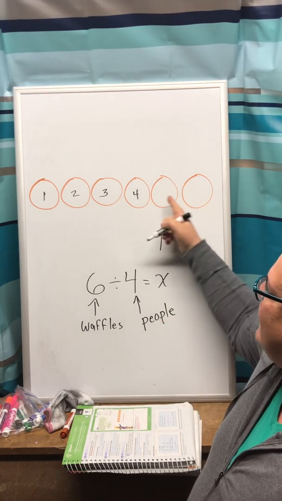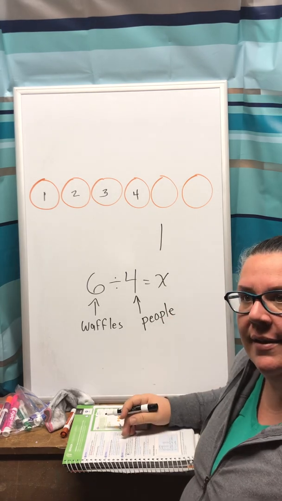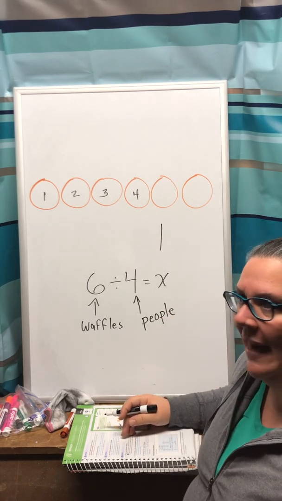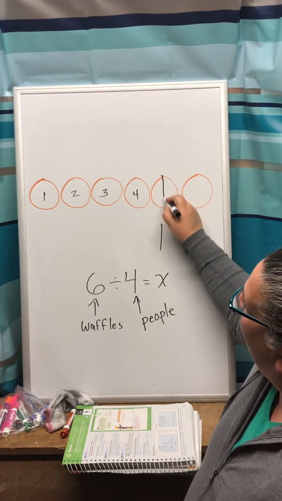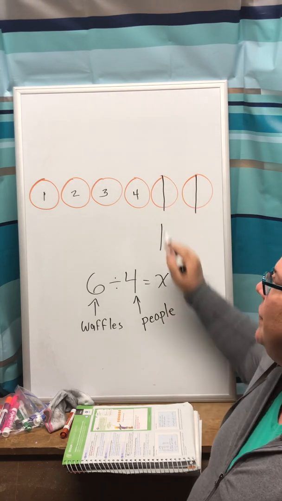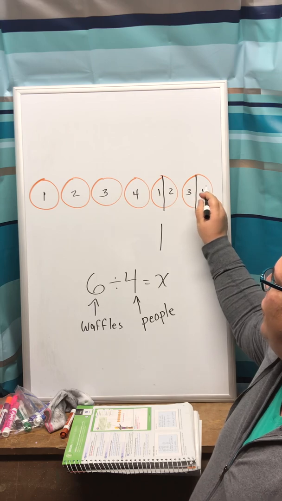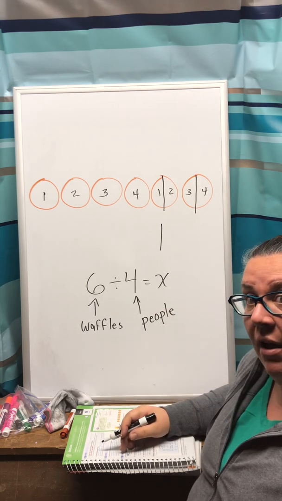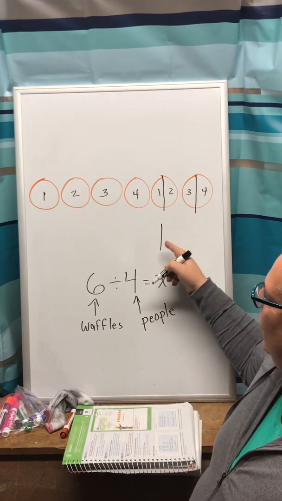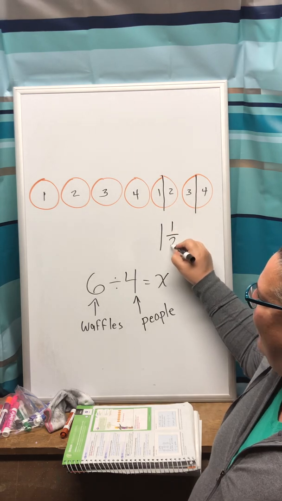When I have these last 2 remaining, I can separate them in one of 2 ways. I can either cut them each in half and give person 1, person 2, person 3, person 4 each a half of a waffle, which would mean my answer would be 1 1/2.